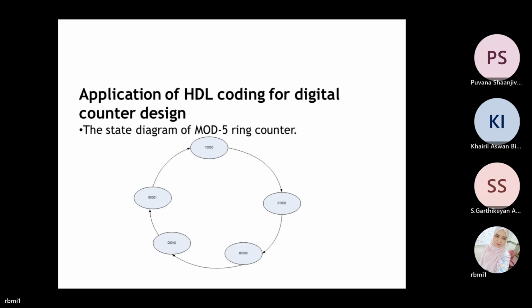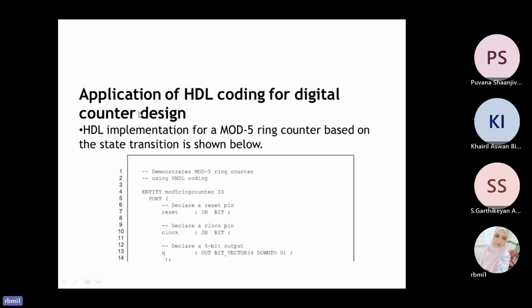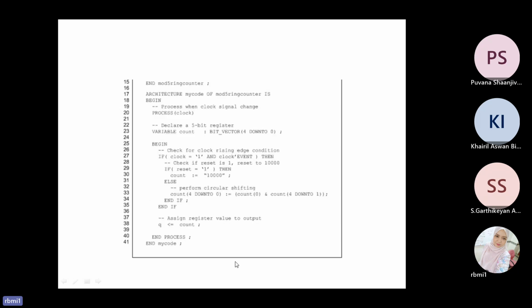Here we have a mode 5 ring counter, meaning that we have 5 flip-flops connected in a circular pattern. One flip-flop corresponds to 1 bit. This is what the coding will look like. The mode 5 ring counter is useful in applications where a cyclic pattern is required, such as in shift register design or in controlling the sequence of events in a system. For example, here. Same goes, we have to declare the port, its bit pins.